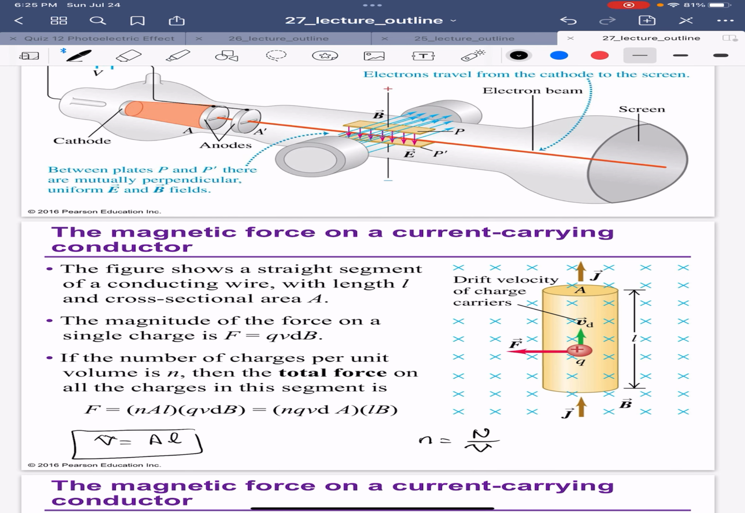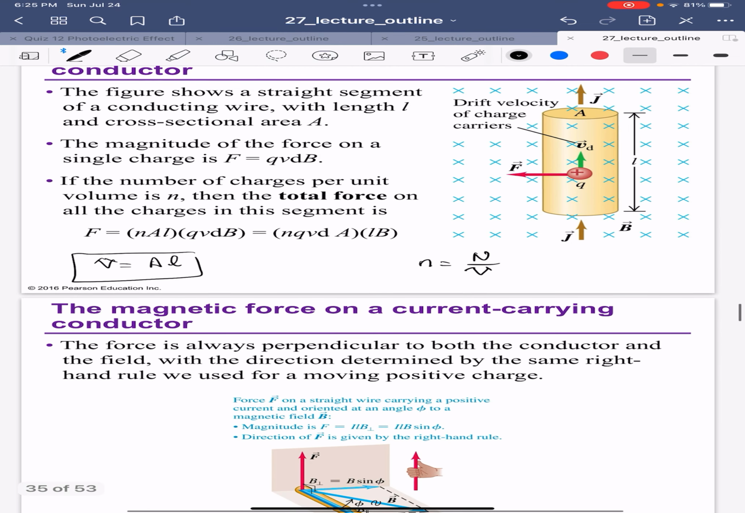And from that, we will be able to find that the force is going to be n times q times v_d times A, times LB. And this one, if you remember, is going to be I. So this is LB. This is really how we are going to determine the force on a wire that is carrying a current.